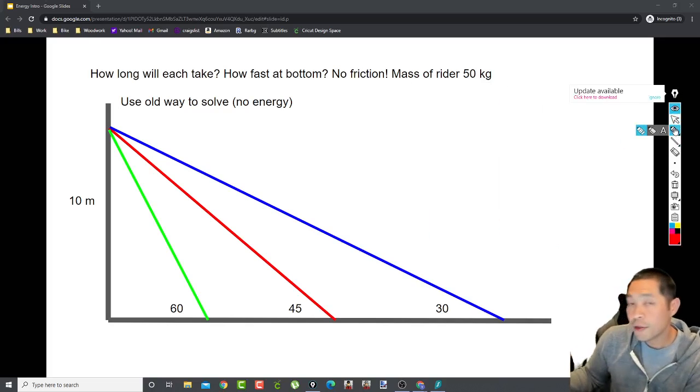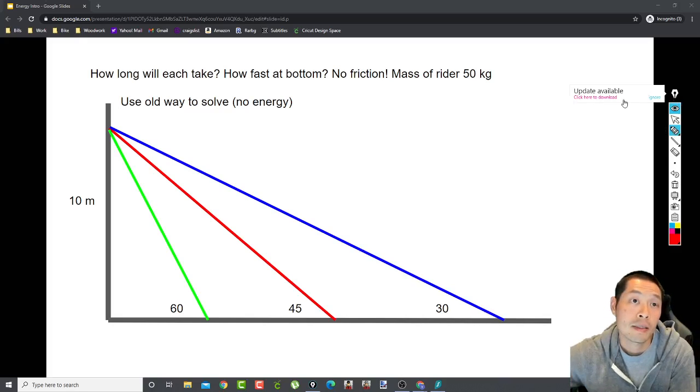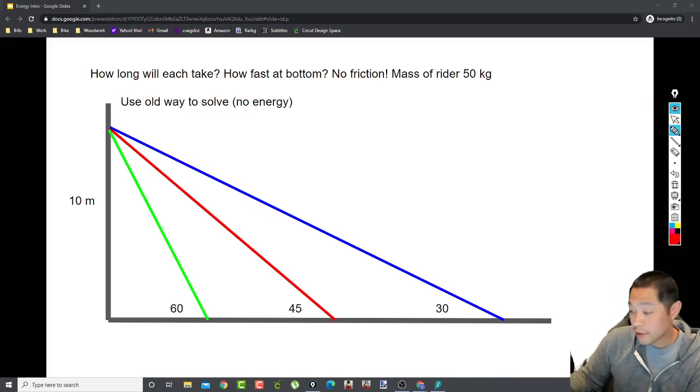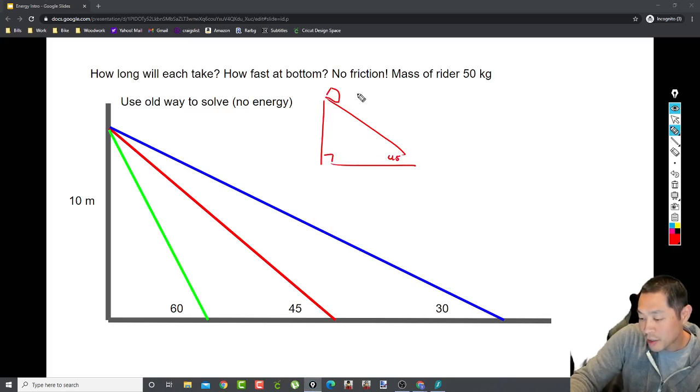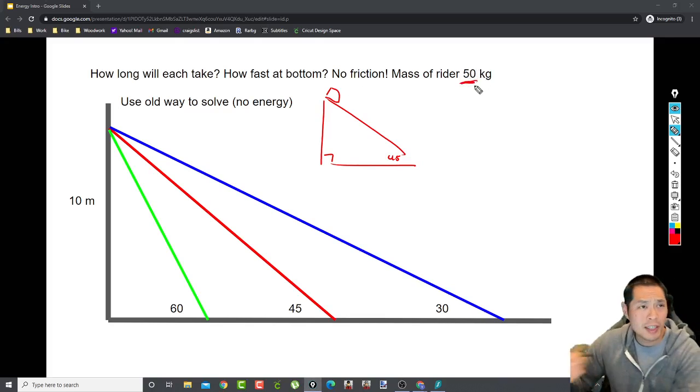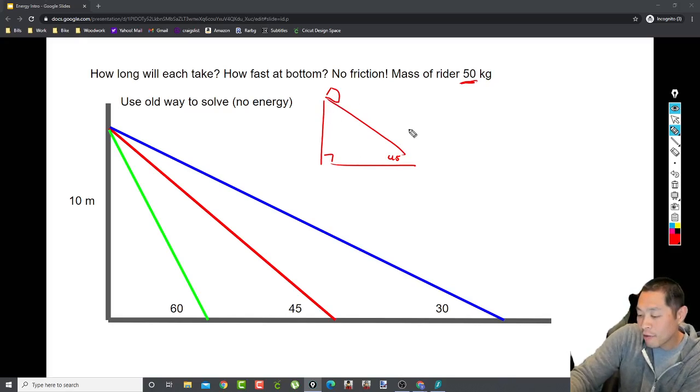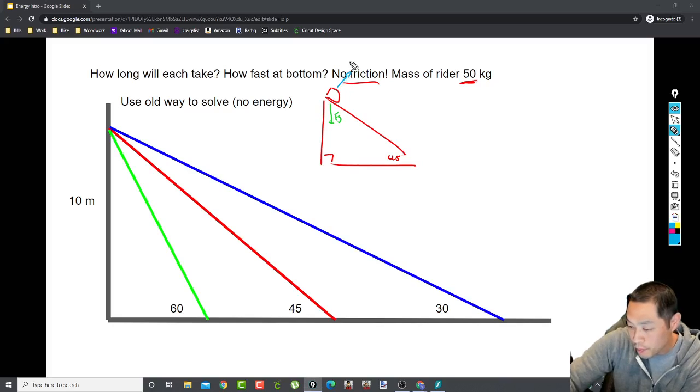So we're going to solve this by using the tools that we found from our last 2 units. So I'm going to break this down. I'm going to just focus on the 45 degree. So here's a right triangle. Here's, let's say, the object that's going down. I have a mass of 50, but you'll notice really quickly that you don't really even need the mass. And then you have forces of gravity acting on it. We're going to ignore friction. So in this case, you only have 2 forces acting on it. You have force of gravity, and then you have force normal.